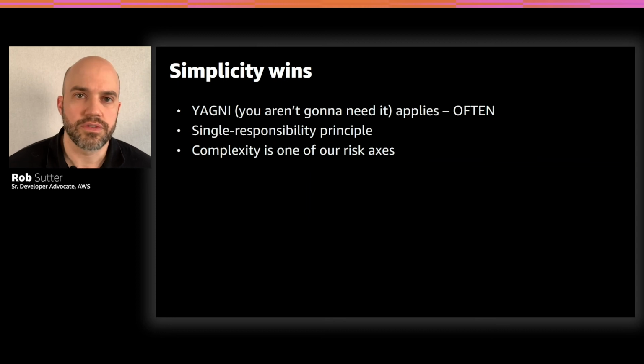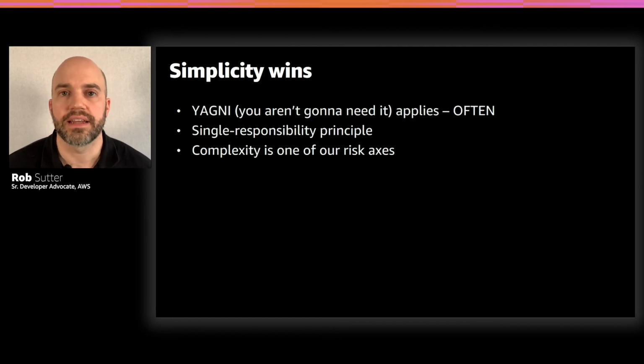There's also the single responsibility principle. Each function should only be doing one thing in terms of business language. It is updating a customer or retrieving orders from the last week. It's not doing all of these things inside of one place. Remember that complexity is one of our risk axes from our model. We want to reduce that complexity wherever possible by minimizing the number of paths through our code.